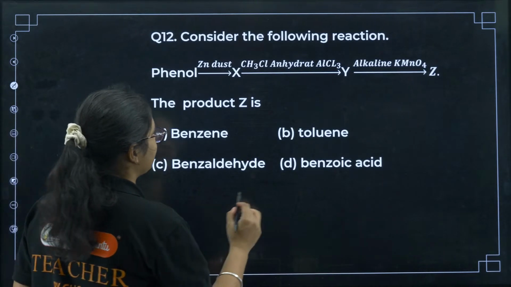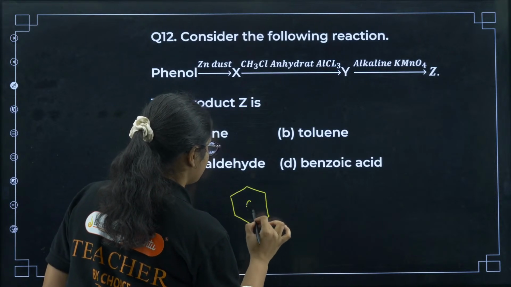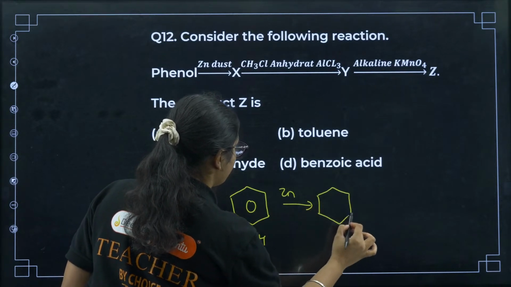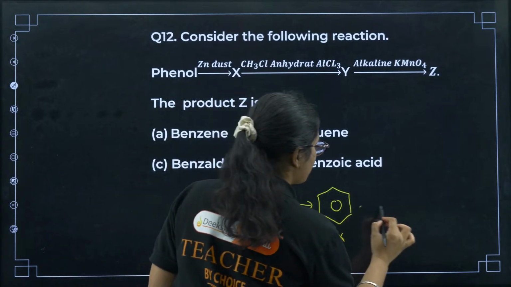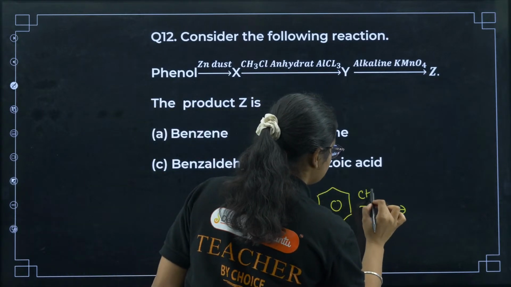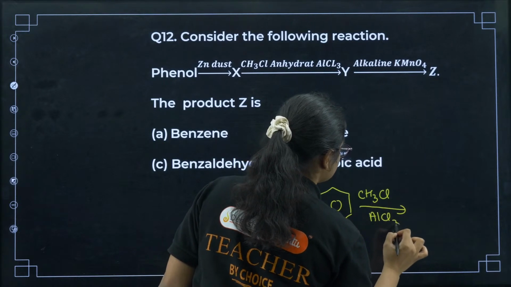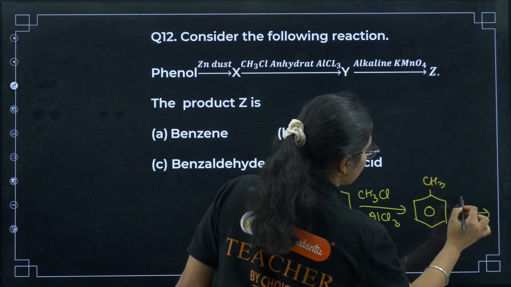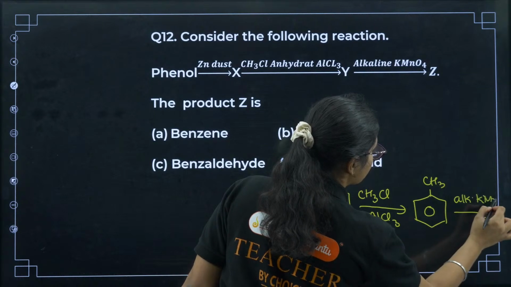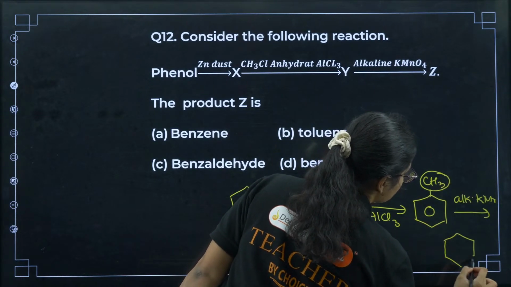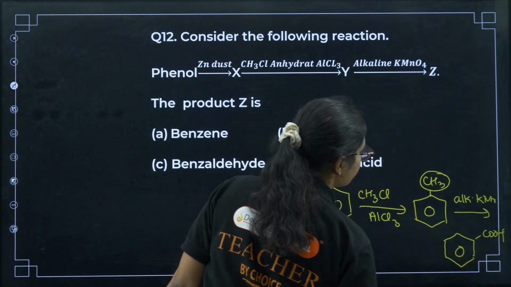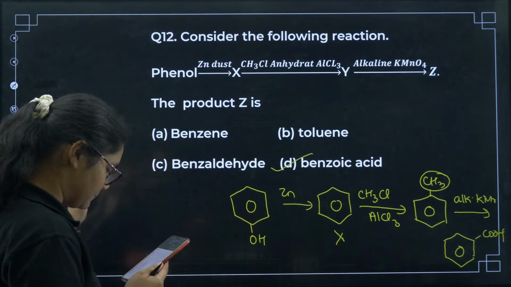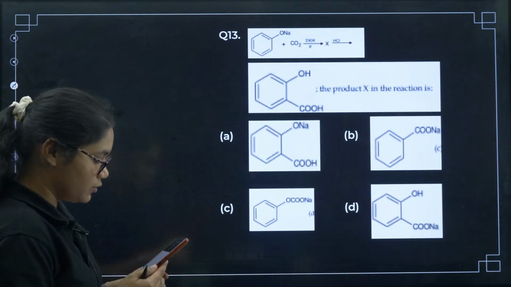Chandan is super fast today. So we have phenol. If you treat it with zinc dust, then X will be benzene. Then if you have CH3Cl and AlCl3, this is your Friedel-Crafts reaction, right? So in Friedel-Crafts reaction you will get CH3 here. Then I will have alkaline KMnO4. So alkaline KMnO4 will change this to an acidic group, COOH, that is benzoic acid, option D. Absolutely correct, students, very good. Next we'll go to the next question.